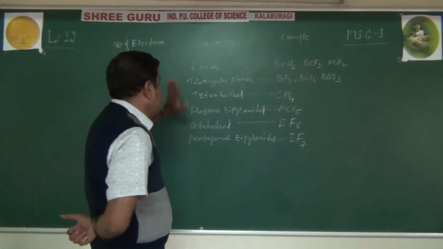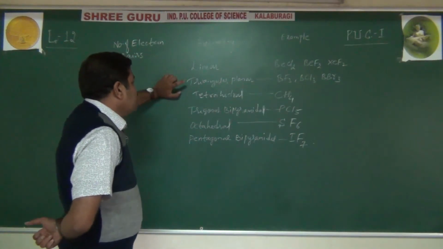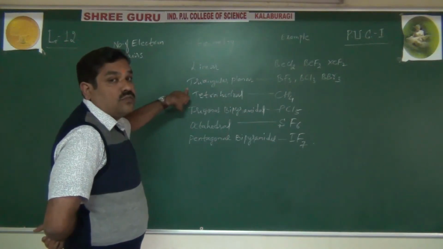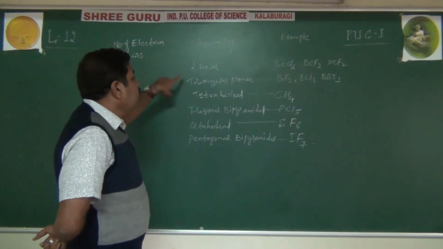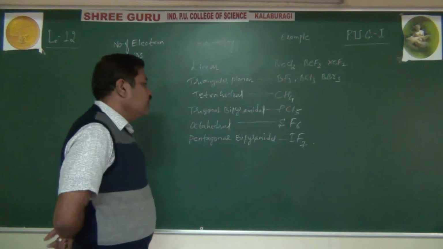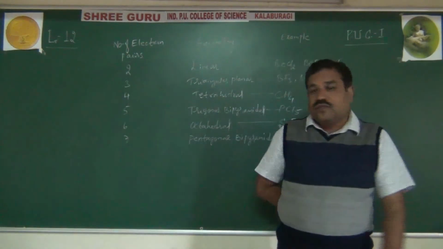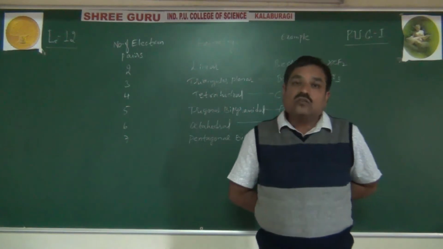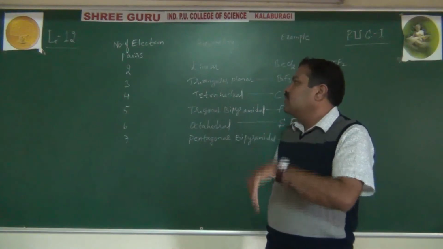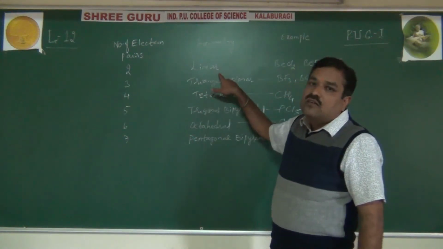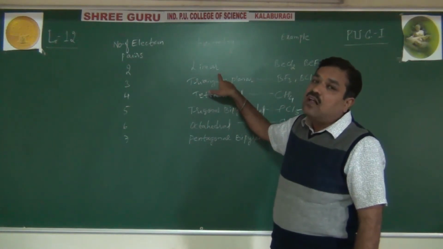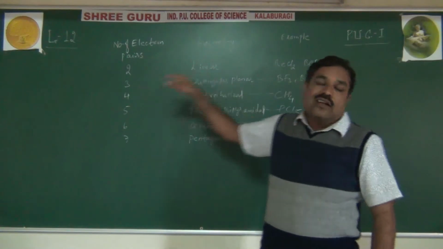If they are all bonding pairs, two bonding pairs are definitely linear. All the three bonding pairs, I am repeating, should be involved in bond formation: triangular planar, tetrahedral, trigonal bipyramidal, octahedral, pentagonal bipyramidal. Now, sir, if out of these electron pairs, a lone pair enters, then what will happen? That is what I am going to tell you today. If a lone pair enters, there is a distortion in the geometry, a deviation in the geometry, and even distortion in the bond angle also. Let us see.